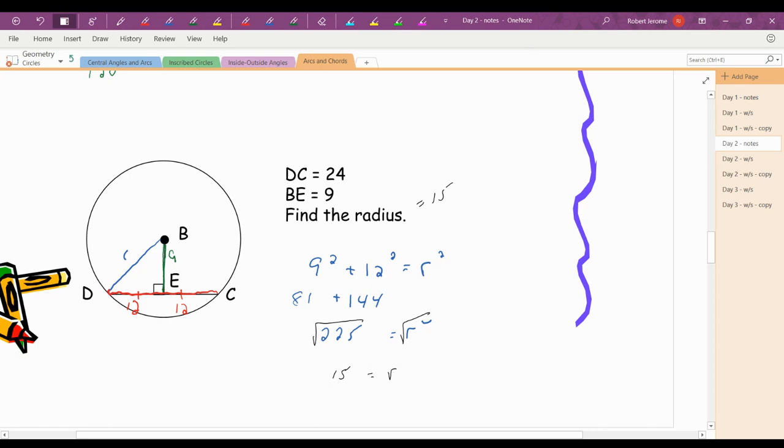All right, so we can draw that in wherever we need to. Now the question could ask for diameter. Well, if the radius is 15, the diameter is 30. So we're going to figure out how to label that triangle, and then we can figure out anything we want.